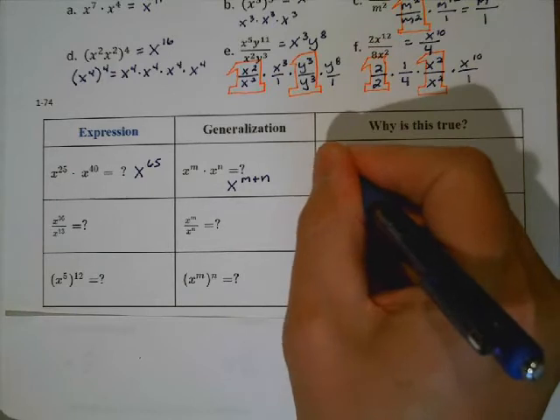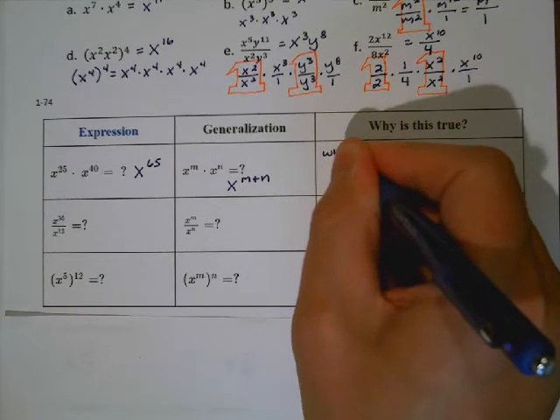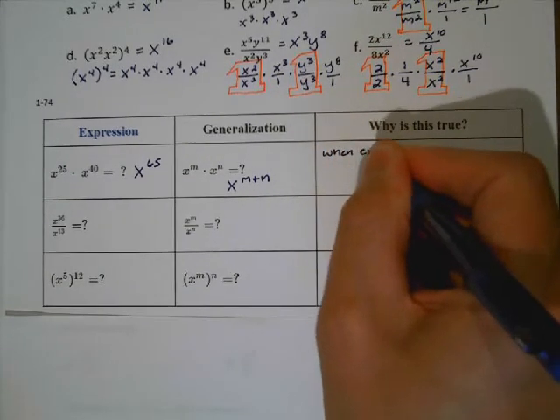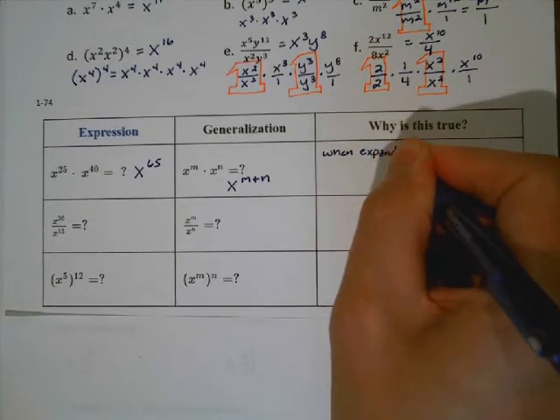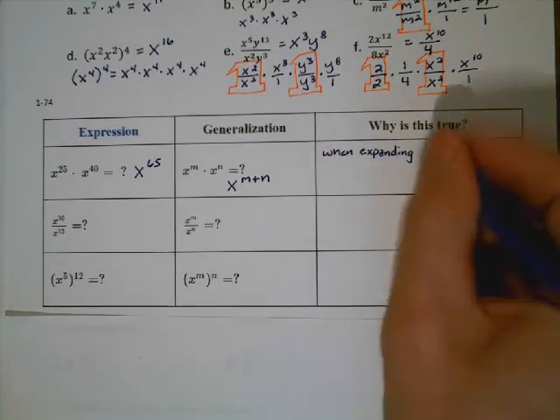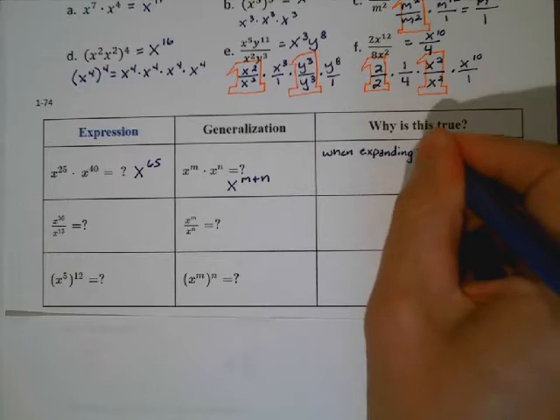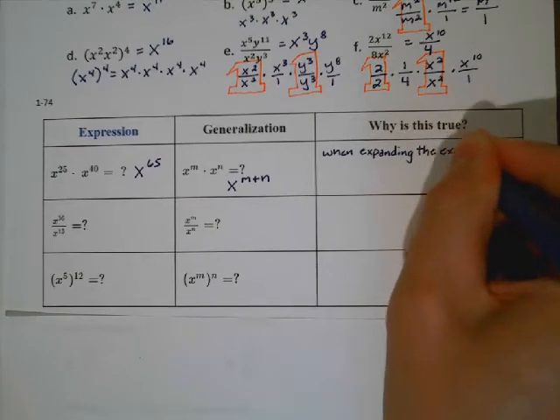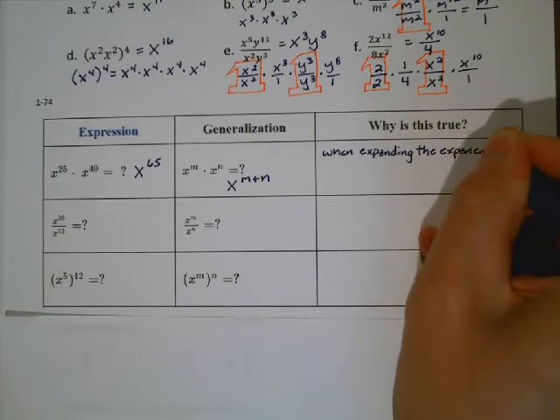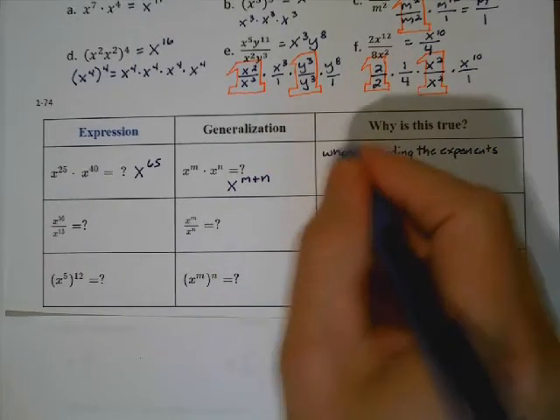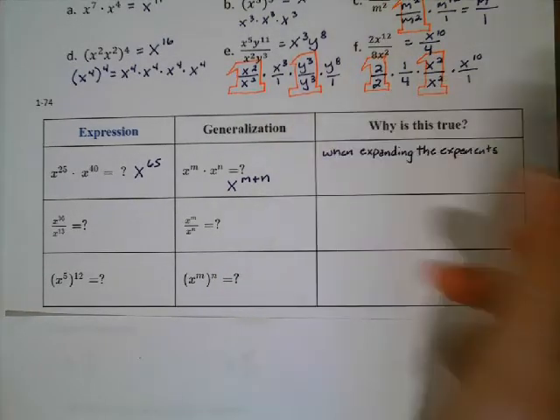So when expanding, the exponents tell us how many x's we have, so we add them together.